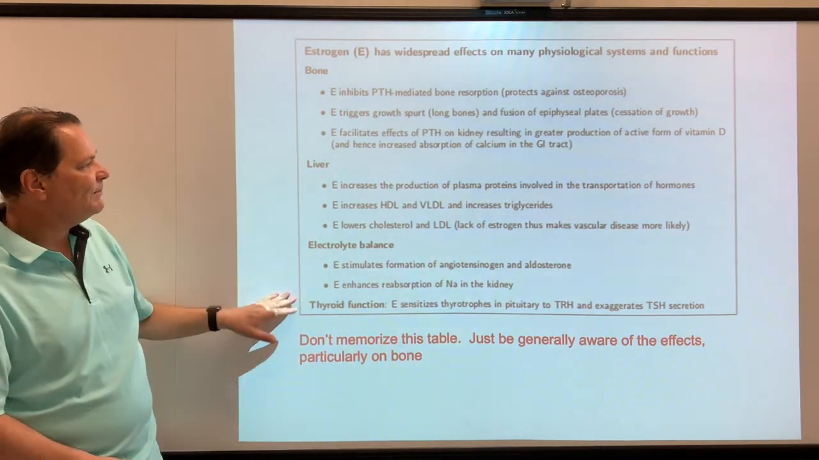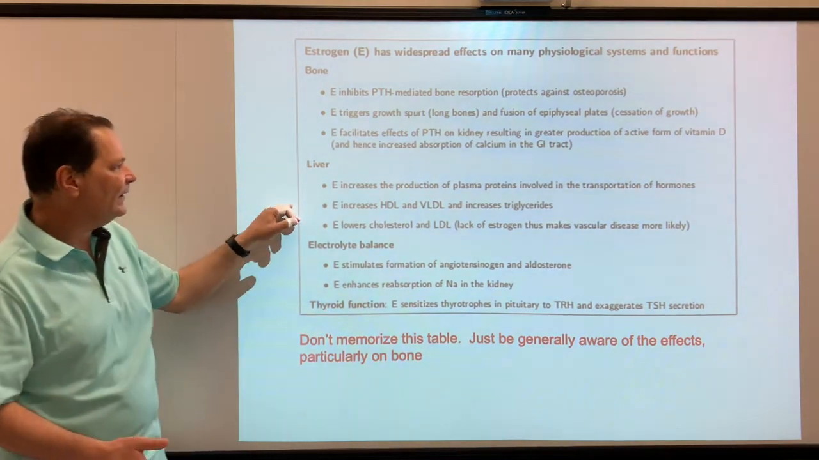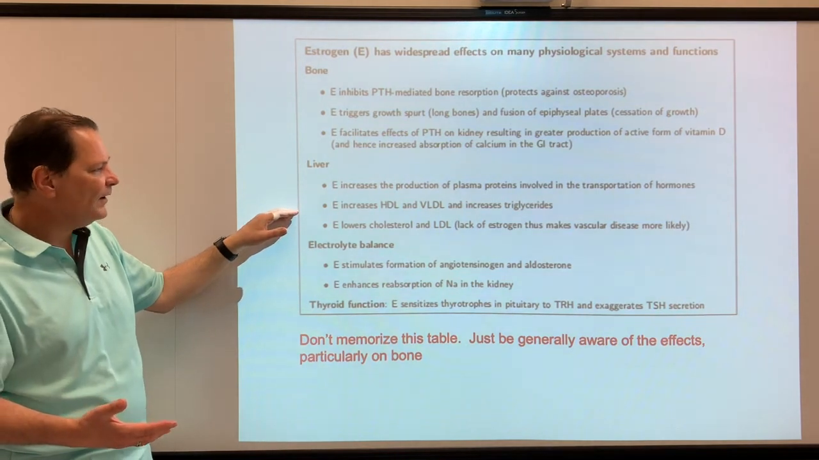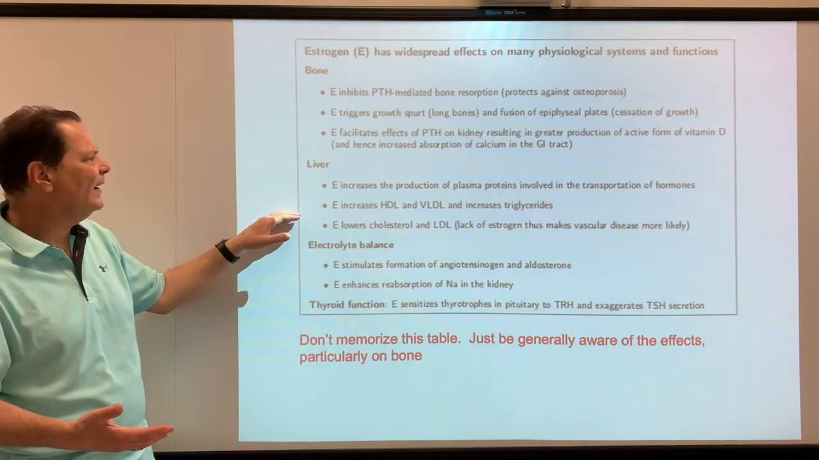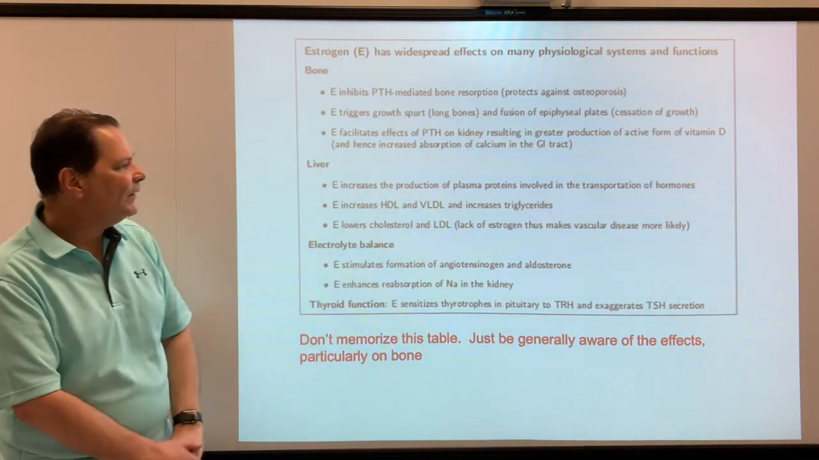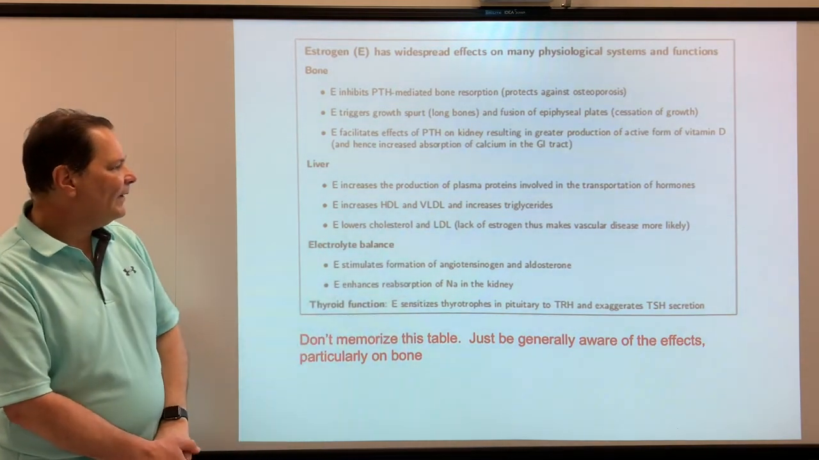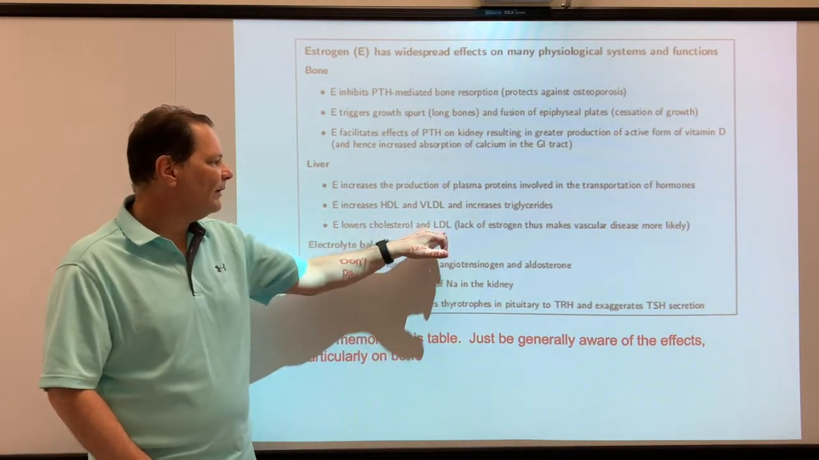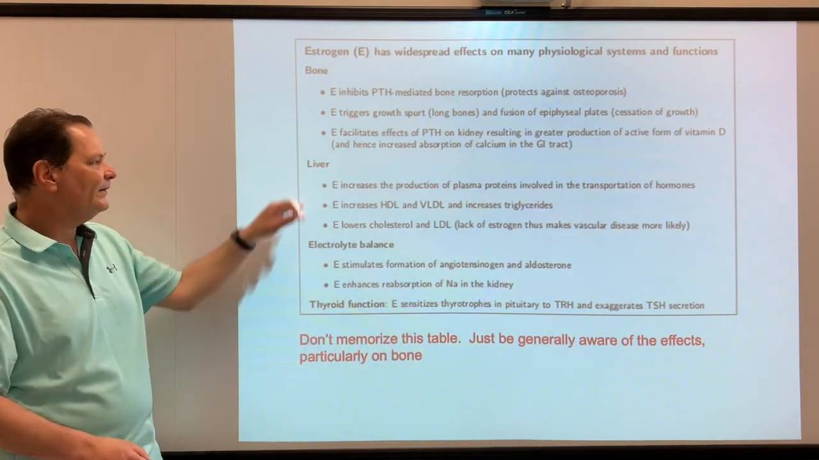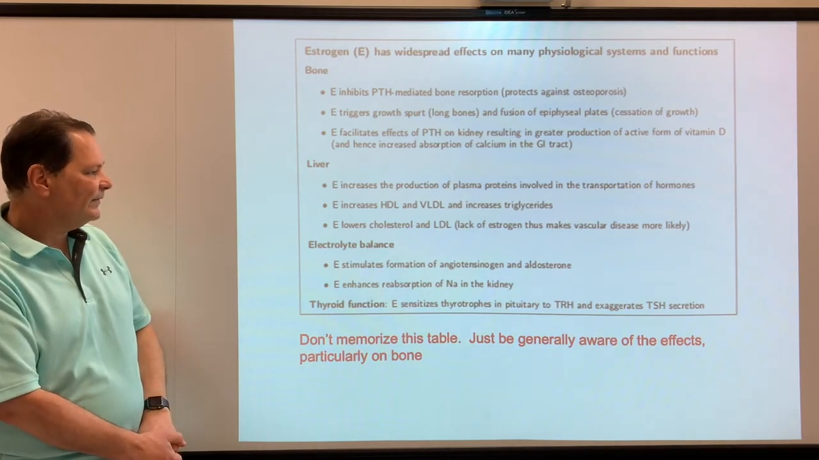Don't worry so much about these, but we talked a little bit in an earlier lesson about the effects of estrogen on the cardiovascular system. These are mostly positive. And these effects on the liver also are positive effects on the cardiovascular system. You increase HDL and VLDL, and you lower cholesterol and LDL. So when estrogen goes down, these effects on the cardiovascular system disappear.